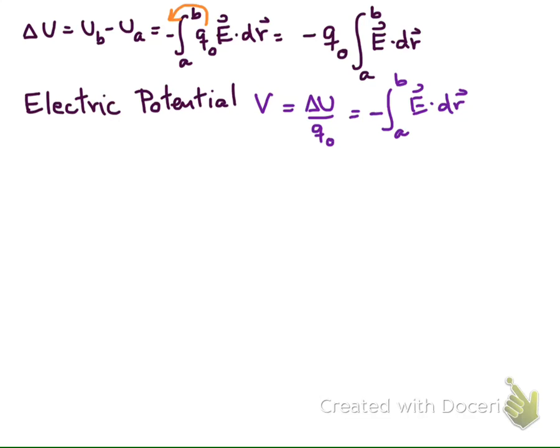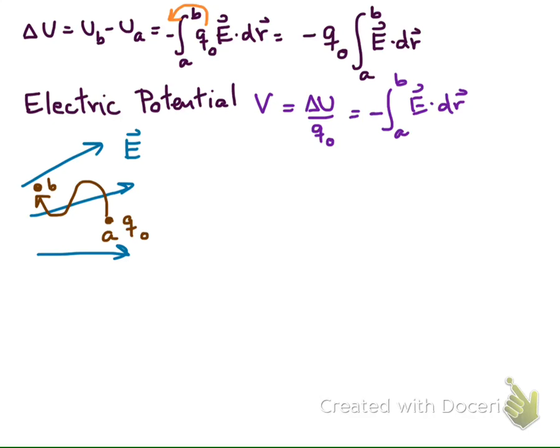From this definition, we can see that the electric potential is the ratio of the electric potential energy difference between point A and B divided by the test charge. So if we put a test charge in a region with an electric field, and this test charge moves from point A to B, the difference of the electric potential energy is delta U. Now if we divide delta U by the amount of the test charge, we have the electric potential.